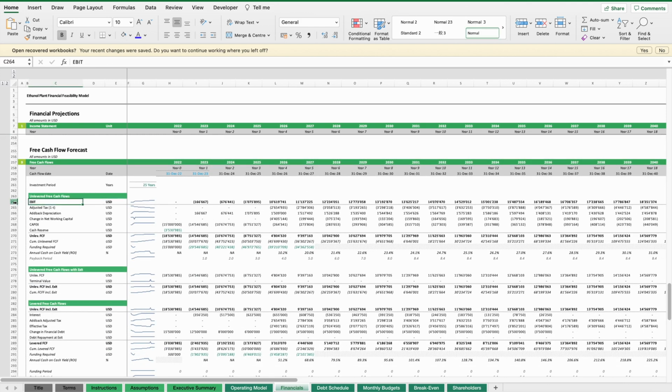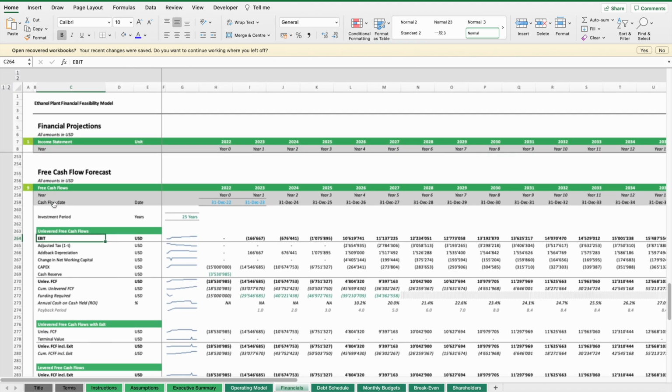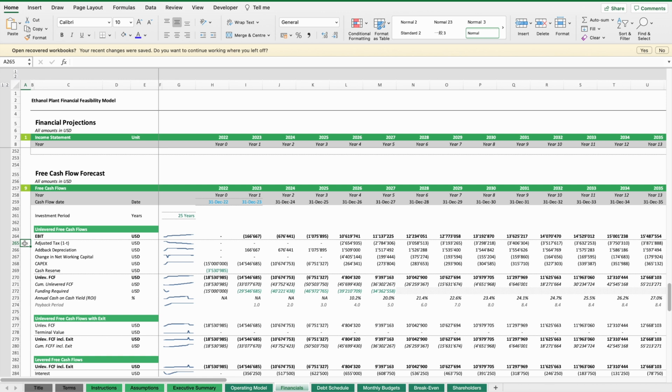The way to do this is to start here at the EBIT. We deduct taxes, we add back depreciation, change in net working capital, capex, cash reserve, if we have one. And this will give us the free cash flows this plant is expected to produce.